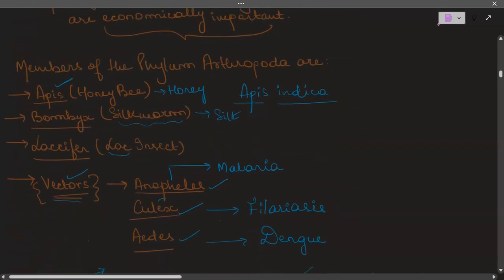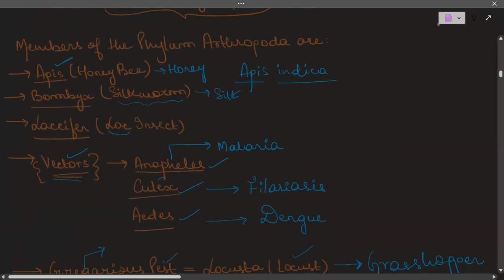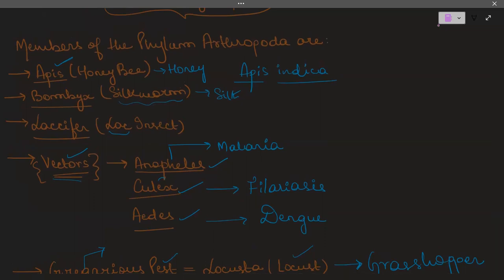Because we get certain products from them, or we get harmed by them, such as Apis, that is honeybee. We get the honey from them. The Indian variety of Apis is Apis indica. Then the silkworm, that is known as Bombyx. We get the silk from the Bombyx. Then the lac insect, that is Laccifer, the bangles that are made up of lac. Lac ki chudiyan, that comes from this only.